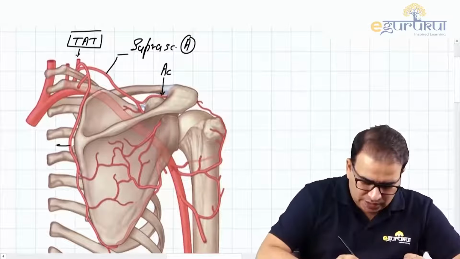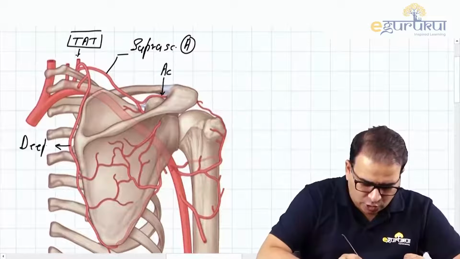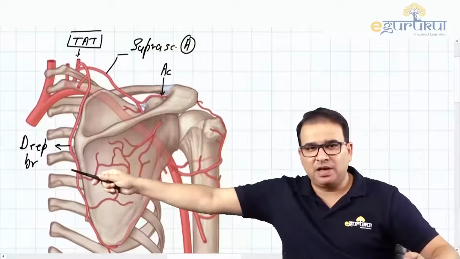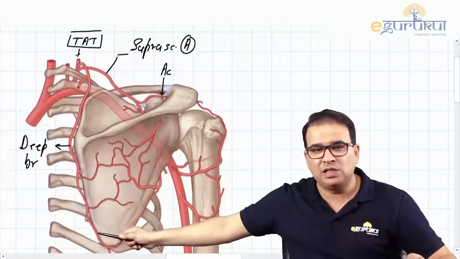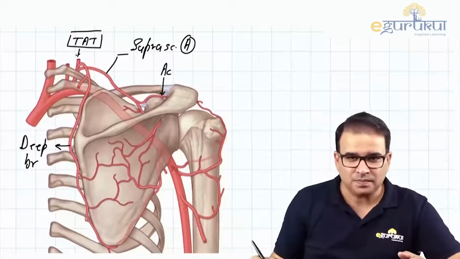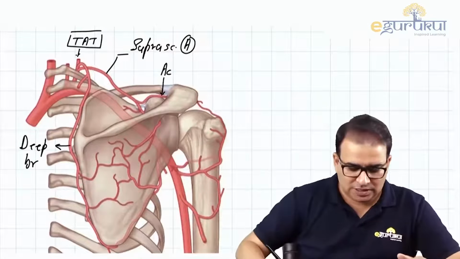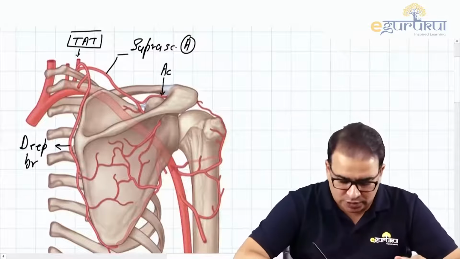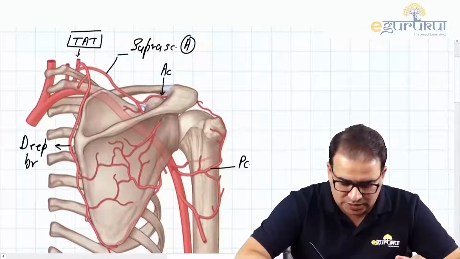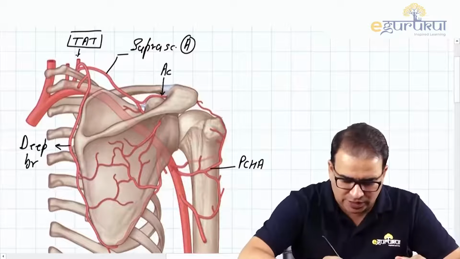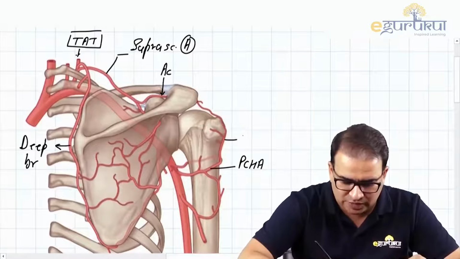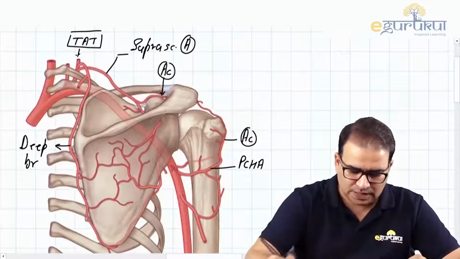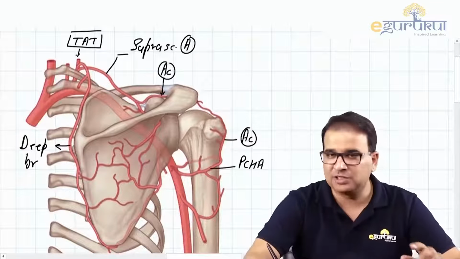Whereas this one here is the deep branch of transverse cervical artery. That is a deep branch of transverse cervical running along the medial border of the scapula all the way till inferior angle. Looking on the other side, because the view is from the posterior side, that's a posterior view. So this here is PCHA, posterior circumflex humeral artery, and you can see this branch coming from posterior circumflex humeral artery. Again, that's an acromion branch. The two acromion branches are shown here.